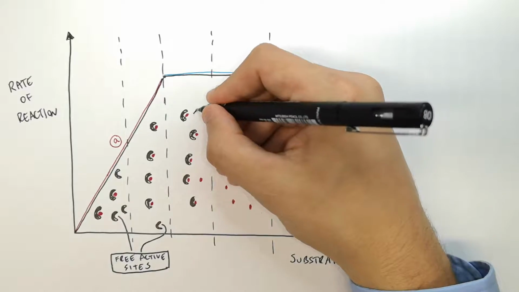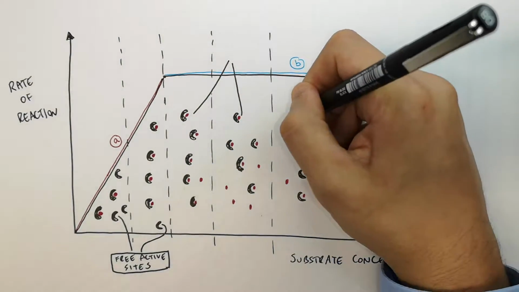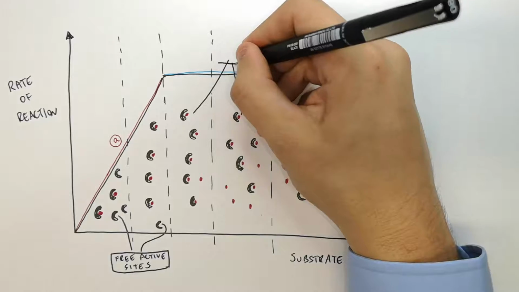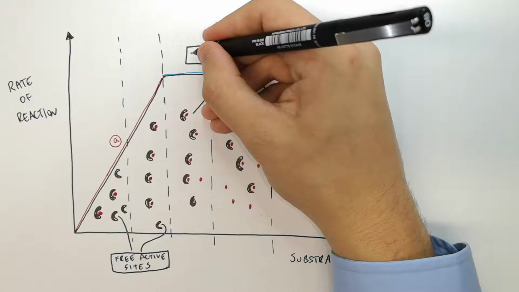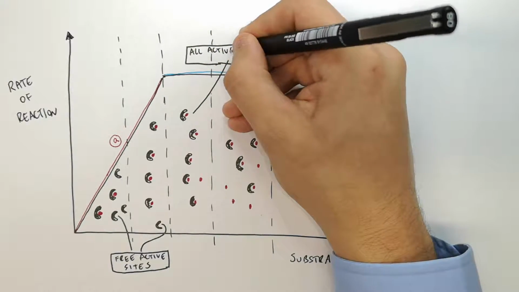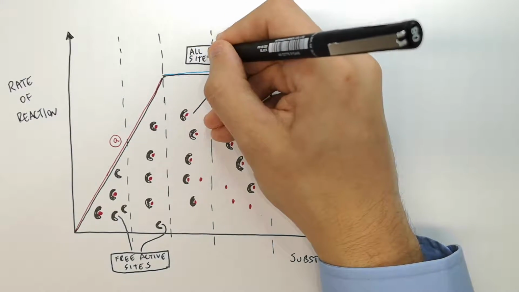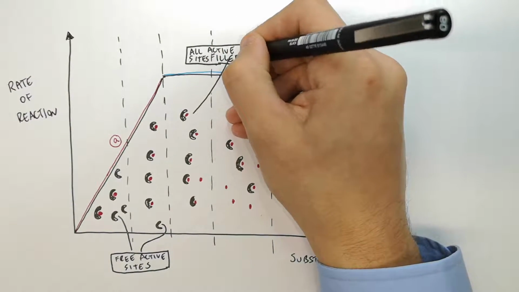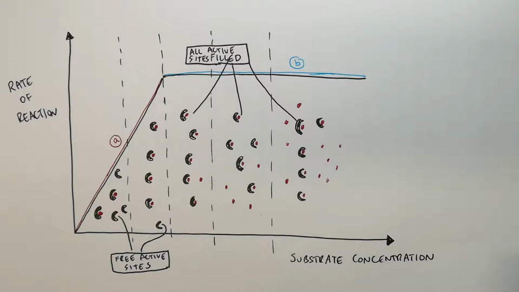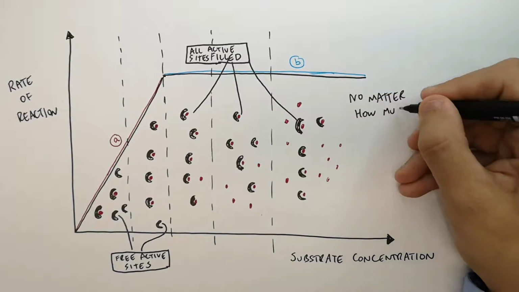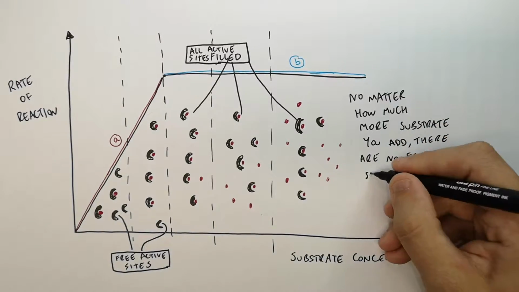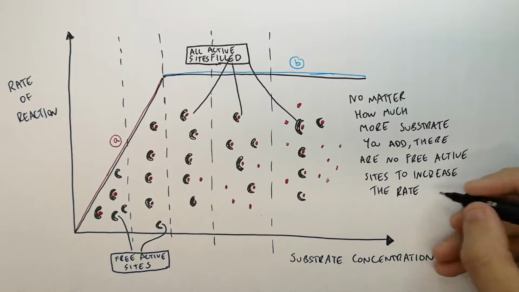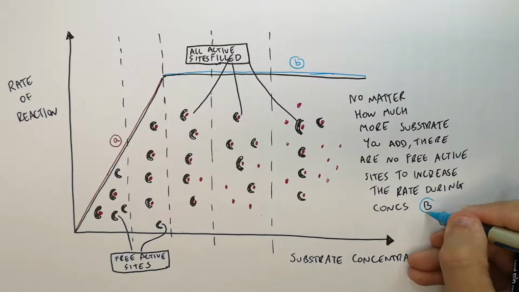sites and the rate of reaction will increase until you've got so much substrate in the reaction that all of the active sites are now filled. So now all of the active sites are filled and there are no empty active sites. So no matter how much more substrate you add, there are no free active sites to increase the rate during concentrations B, where the line is flat.